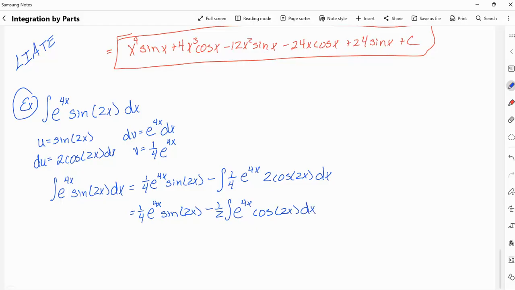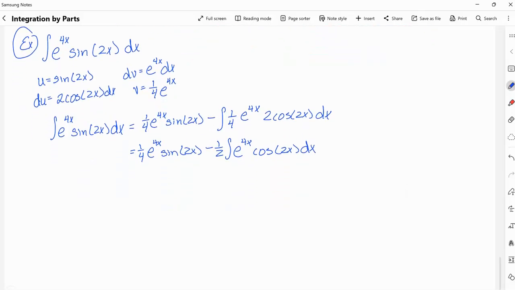So now I've got that. Okay, but we're going to end up having to do by parts again on this guy. Since I chose the algebraic piece here, I'm going to do the same thing and choose the algebraic piece here. Sorry, the trig piece. Since I chose trig here, I'm going to choose trig here. Cosine of 2x. So dv again is leftovers, e to the 4x. When I integrate cosine, I'm going to get negative sine.